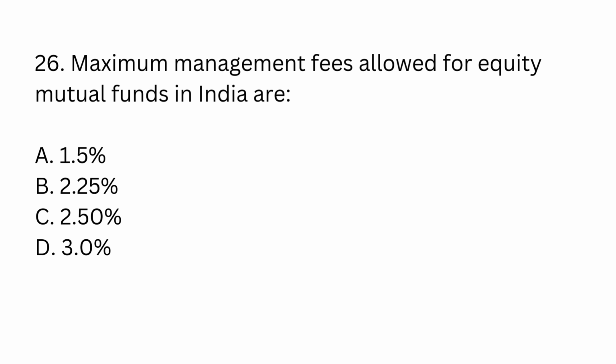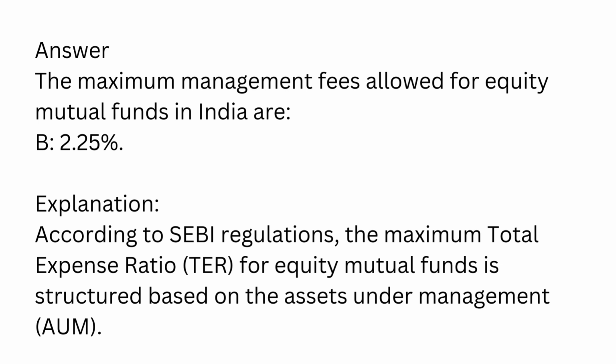26. Maximum management fees allowed for equity mutual funds in India are: A. 1.5%, B. 2.25%, C. 2.50%, D. 3.0%. Answer: The maximum management fees allowed for equity mutual funds in India are B. 2.25%. Explanation: According to SEBI regulations, the maximum total expense ratio, TER, for equity mutual funds is structured based on the assets under management, AUM.